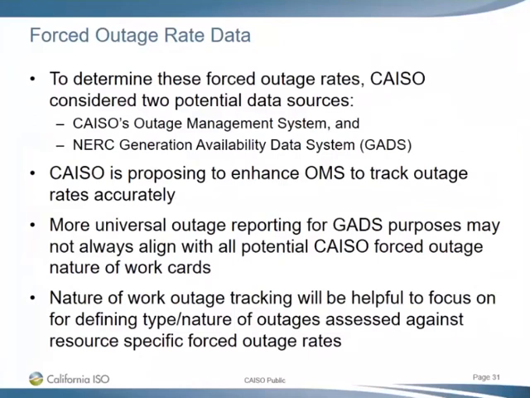So on the forced outage rate data, we wanted to think about how we can get the right information to calculate these forced outage rates. In prior proposals, we initially discussed the CAISO OMS system that we have in place right now, and then the NERC GAD system. And we explained that generally in other regions they use the NERC GAD system to calculate these forced outage rates.